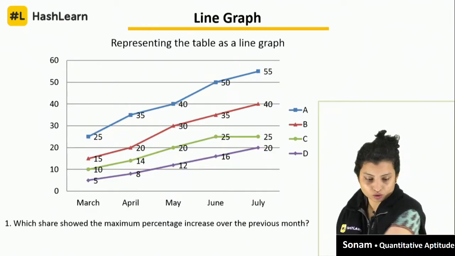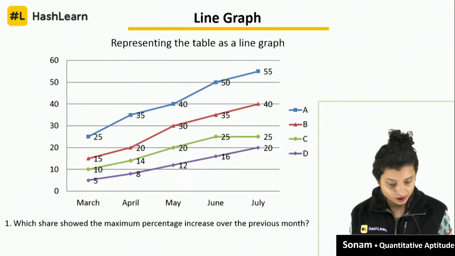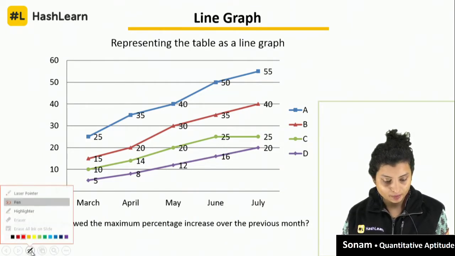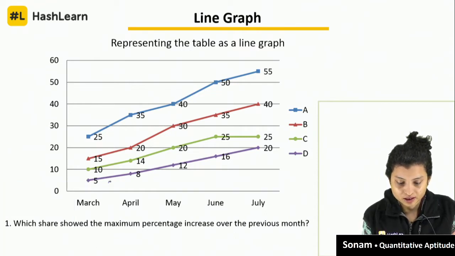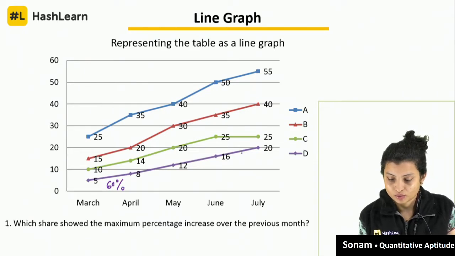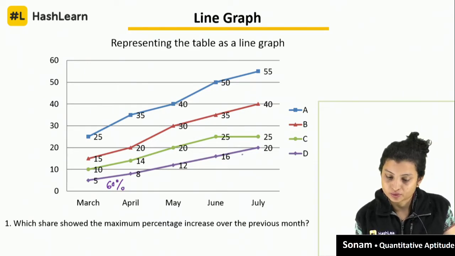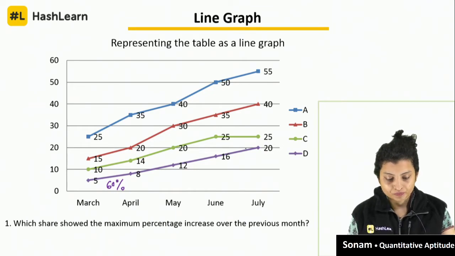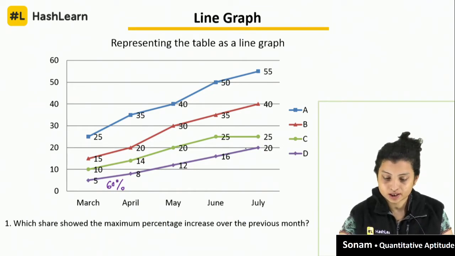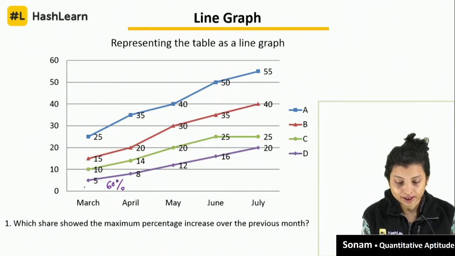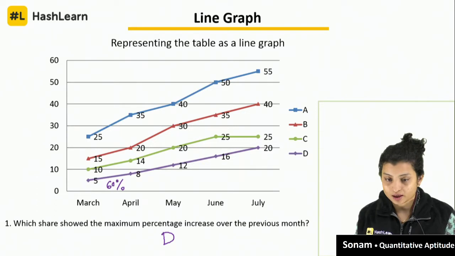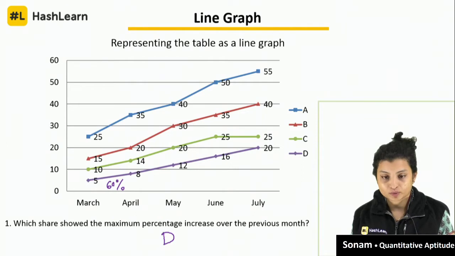Okay, so how much value were we getting over here? The maximum we have got till now is this one, correct? So this is 3 by 5, that is 60%, and this one was 4 by 16, we have already calculated it, it was 25%. So which share shows the maximum percentage increase over the previous month? Tell me quickly. D, right? The last one. It shows the maximum percentage increase over the previous month. Okay, let's move to the next question.